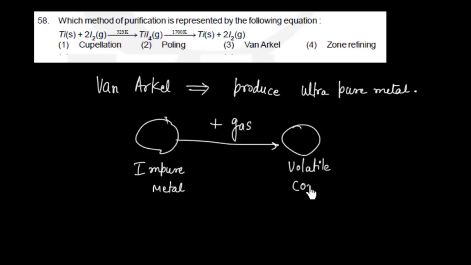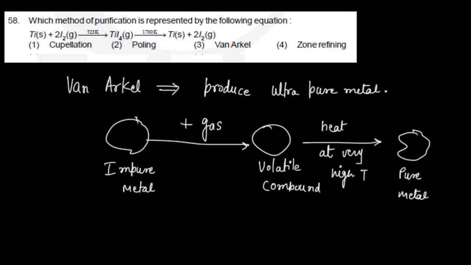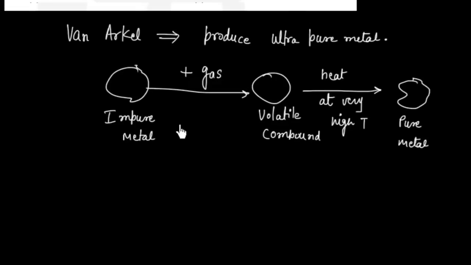So this is a volatile compound. And if we heat this volatile compound at very high temperature, I can get the pure metal here. So we will get pure metal. This is the idea behind the Van Arkel process. We have an impure metal, and the impurity remains as it is. Impurity does not form a volatile compound, so impurities do not react with this gas.